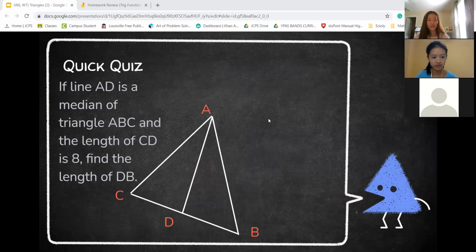A very quick quiz. If line AD is a median of triangle ABC and the length of CG is 8, find the length of DB. Don't overthink this. Just think about what the definition of a median is.